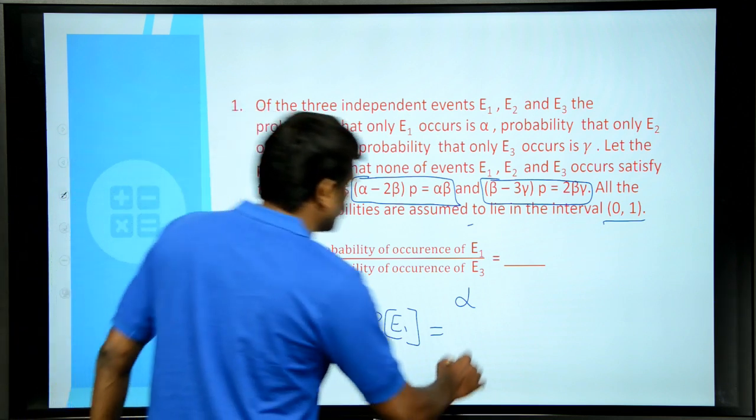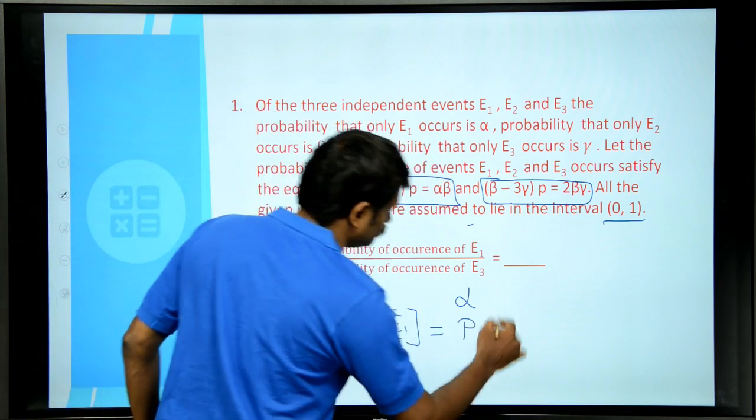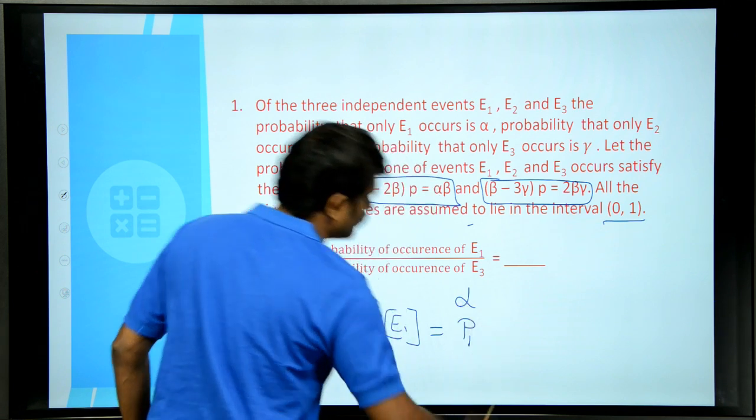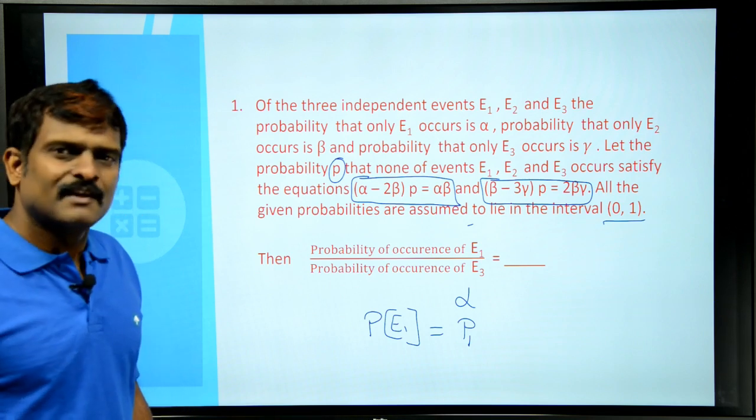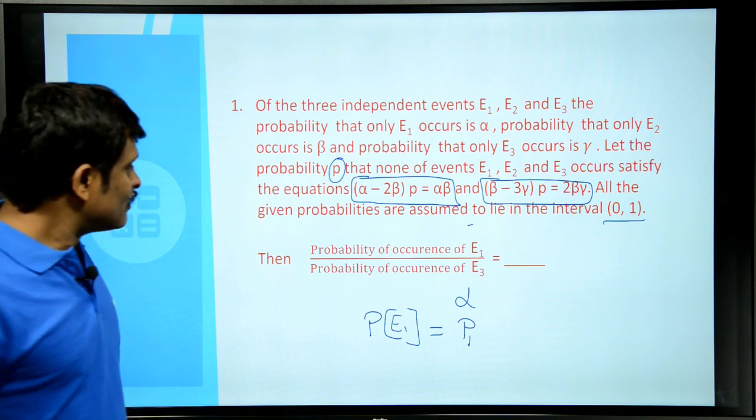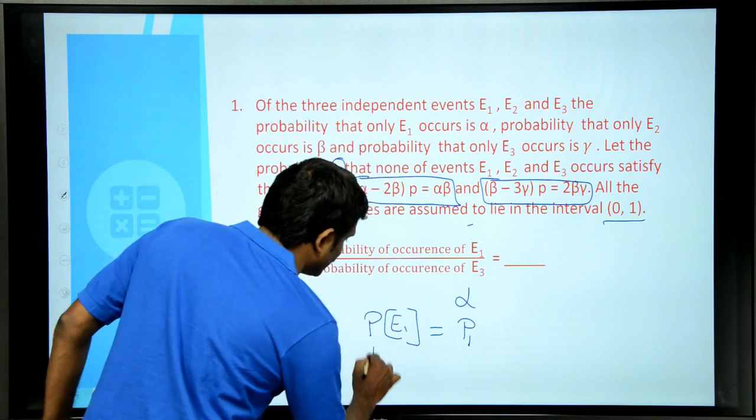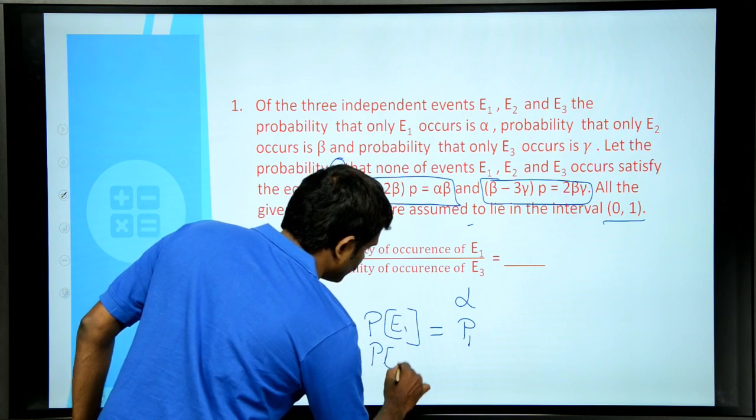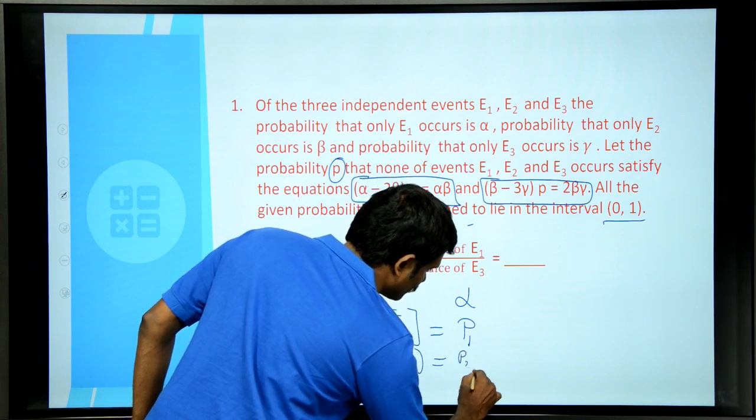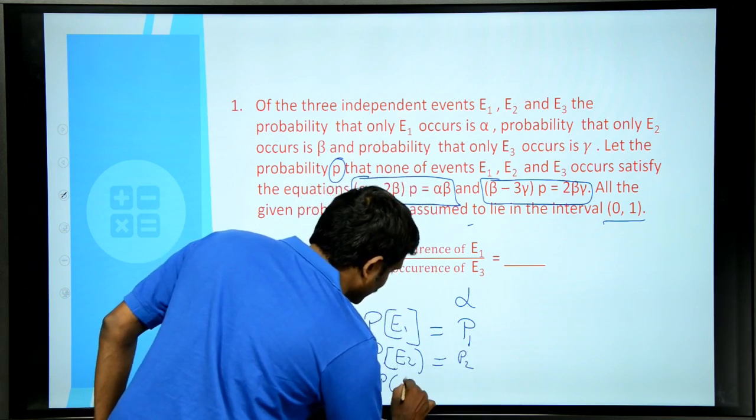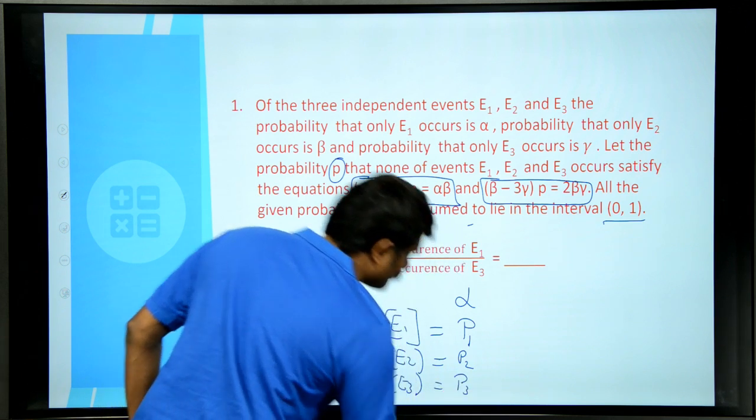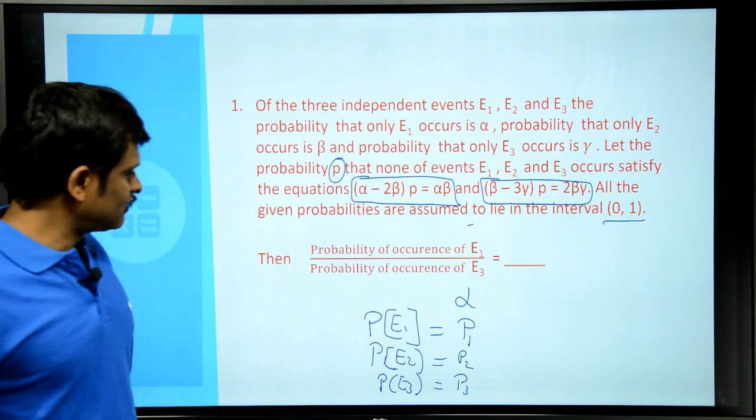So let us take probability of E1 to be P1. I am taking probability of E1 as P1. That means P1 is not equal to alpha, guys. Similarly, I take probability of E2 equal to P2, and probability of E3 equal to P3. So these are the three things which we have taken.